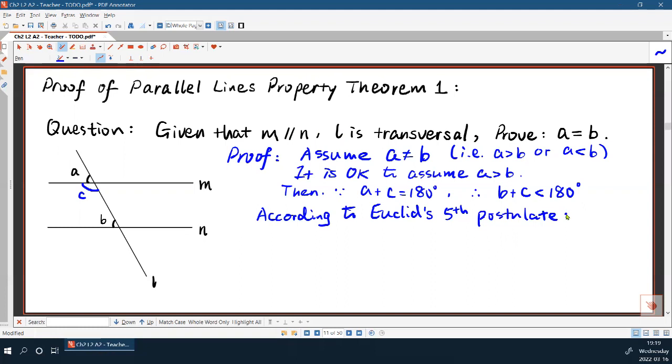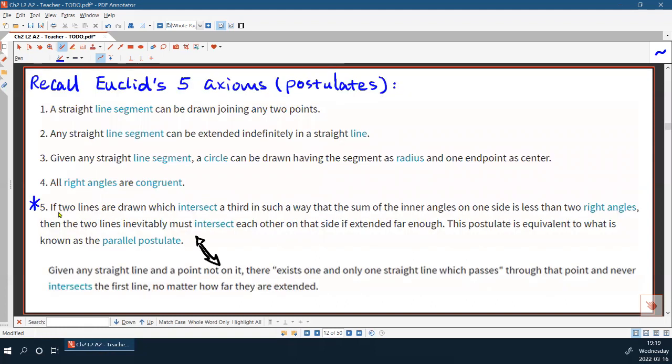So what does it say here in the fifth postulate? If two lines are drawn which intersect a third in such a way that the sum of the inner angles on one side is less than two right angles, then the two lines inevitably must intersect each other on that side if extended far enough. This postulate is equivalent to what is known as the parallel postulate. So sometimes this postulate is also described in this way.